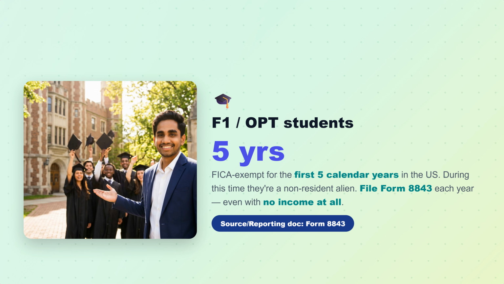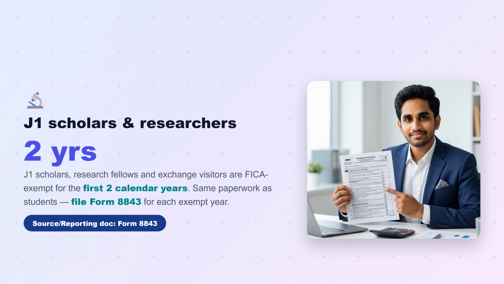Let's start with F1 and OPT students. They are FICA exempt for the first 5 calendar years in the United States. During those years, they're a non-resident alien. And here's a critical tax prep point. They must file Form 8843 every year, even if they had no income at all. Form 8843 is their reporting document that proves the exempt status. Don't skip it.